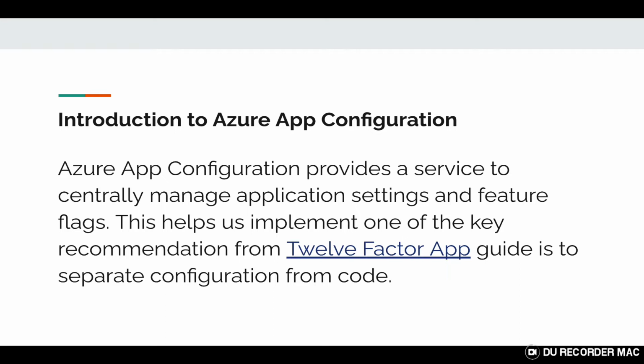According to the 12-factor app guide, one recommendation is to keep the configuration separate from the code. So you keep your configuration in your App Configuration service, and you keep your application code separately. You manage those two things separately, so that you can change your configuration independent of your code, and you don't have to deploy your code again for making the configuration changes effective. So that was a small introduction to Azure App Configuration. Now let's move to the Azure portal.